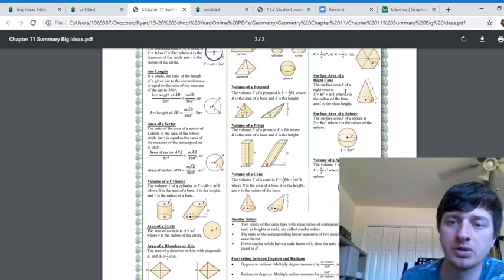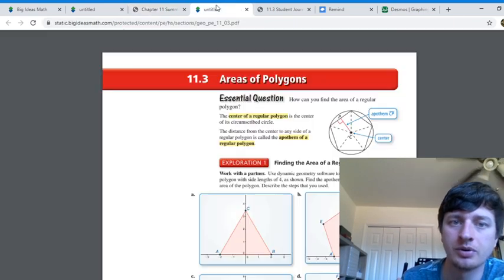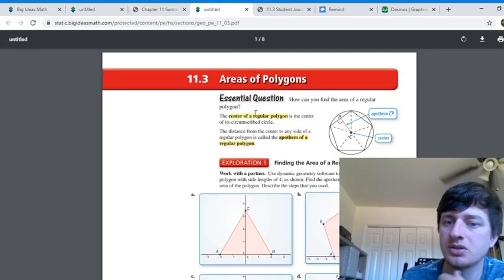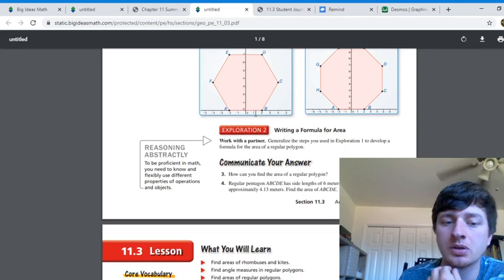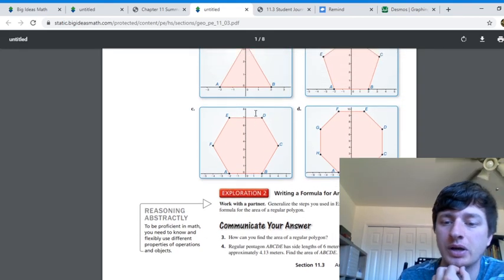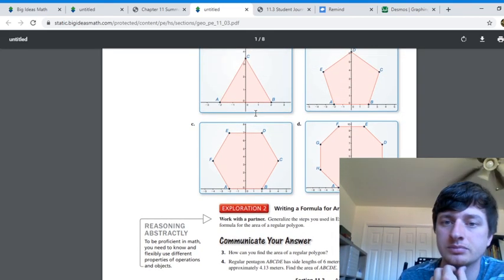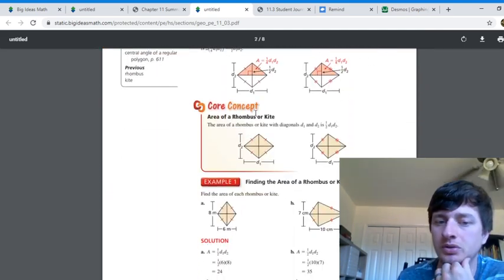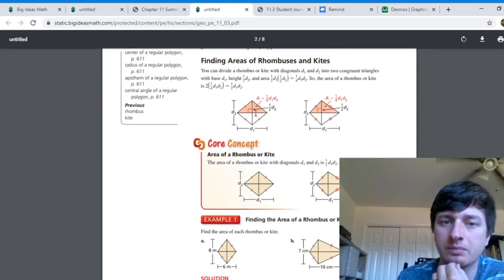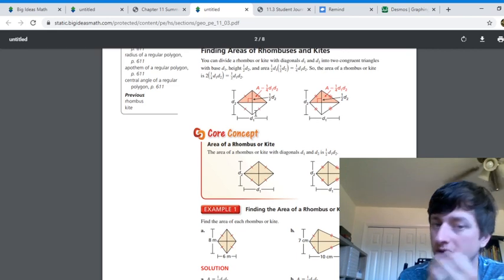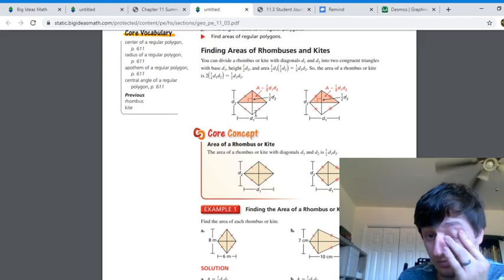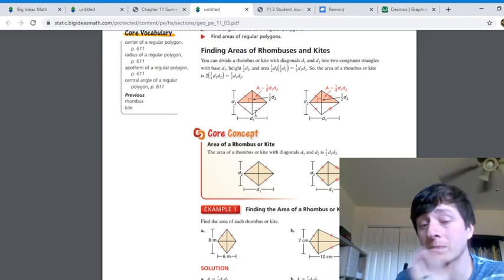We've got a couple of formulas for both of those. And here's the chapter in the textbook. So if you have your textbook, you would go to page 609. Okay, to start, we're not going to do page 609. You go to page 610. And we're going to find areas of rhombuses and kites. So we're going to start with those.